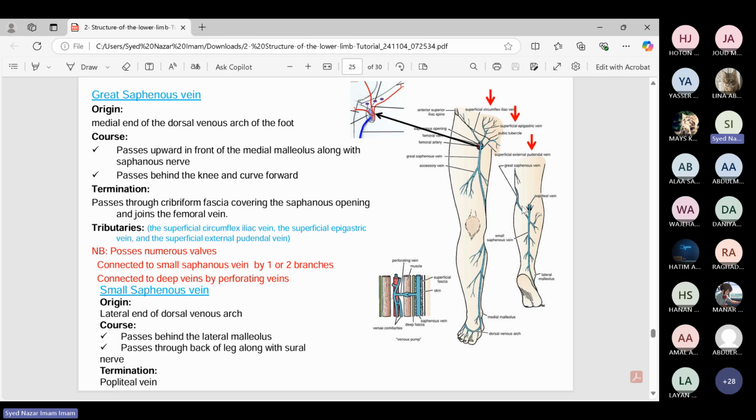Remember, this femoral vein here becomes the popliteal vein. So it enters and drains inside the popliteal vein. So this is the small saphenous vein which enters the popliteal vein, and the great saphenous vein which drains inside the femoral vein.